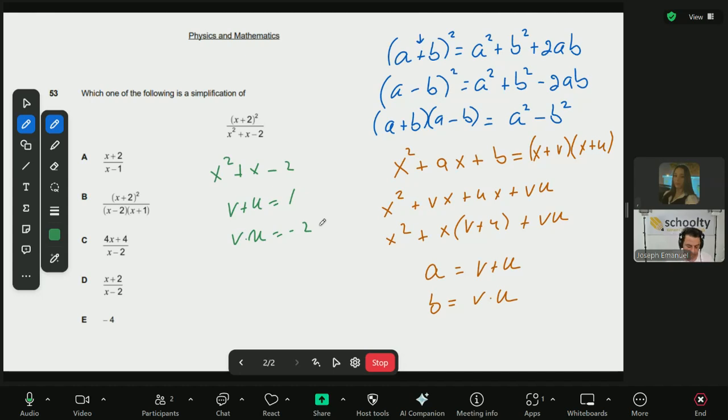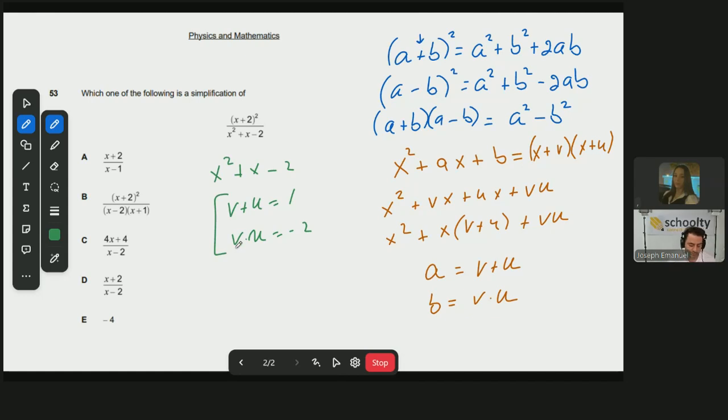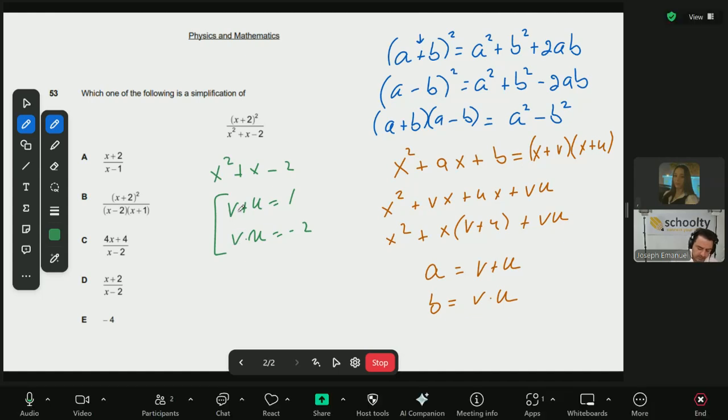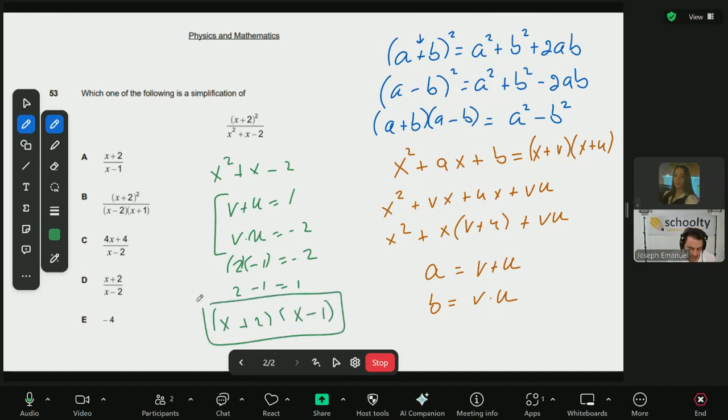So you have two options here: to solve this equation, which takes a lot of time, or to find it intuitively, to make some trials, to try some small numbers. It's not complicated, and you will get the answer. So you need the minus here, so 2 and minus 1. Let's try 2 and minus 1. So 2 times minus 1 equals minus 2, and 2 plus minus 1 equals 1, so it's good. So you have x plus 2 multiplied by x minus 1. So this is the simplification.